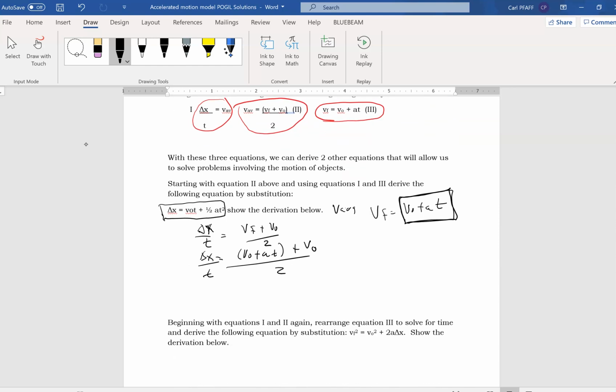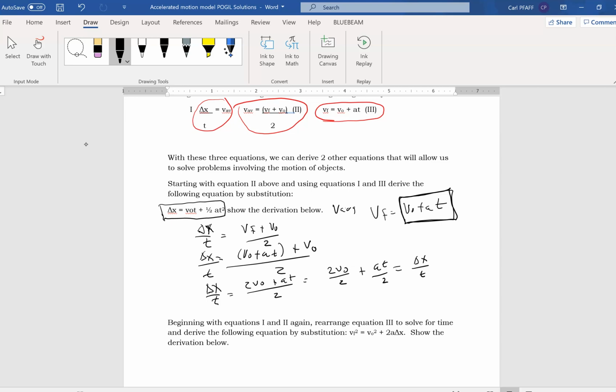If I'm going to collect some like terms, delta X over T equals V naught plus V naught, which is 2 V naught, plus AT, all over 2. That should then be equal to 2 V naught over 2 plus AT over 2. And that should all be equal to delta X over T.